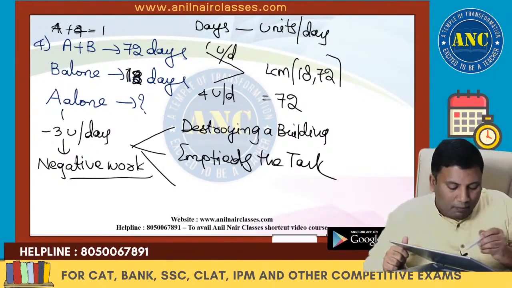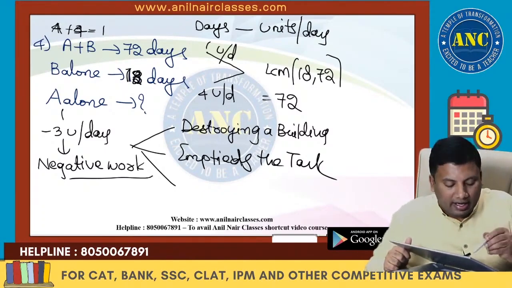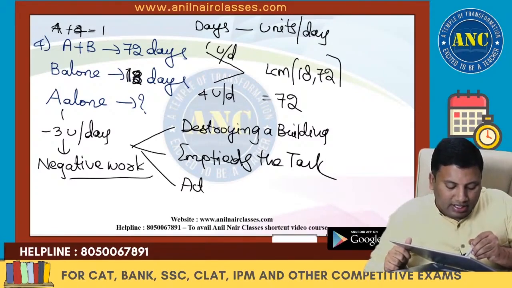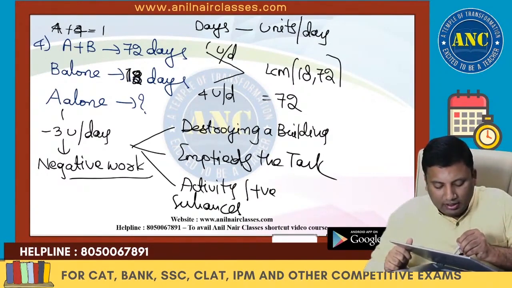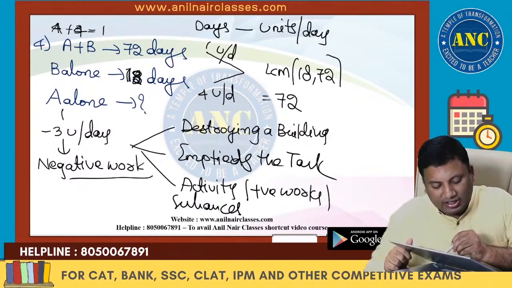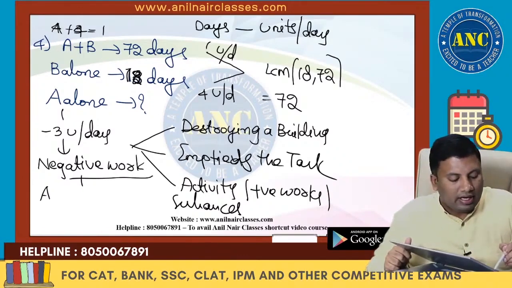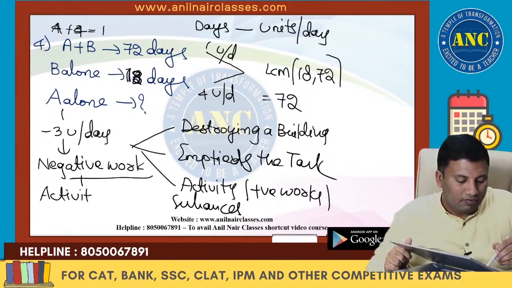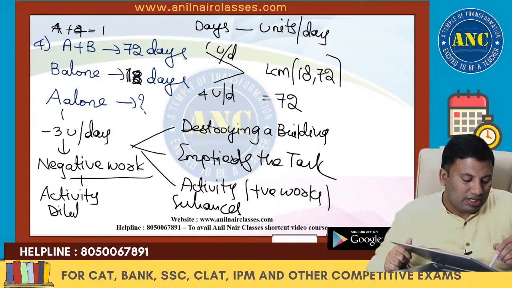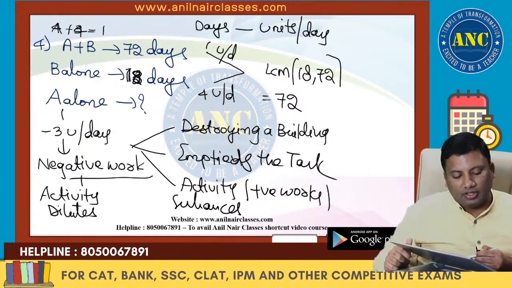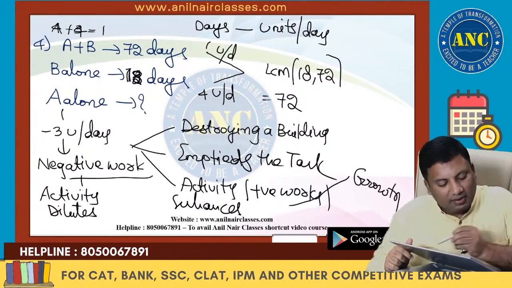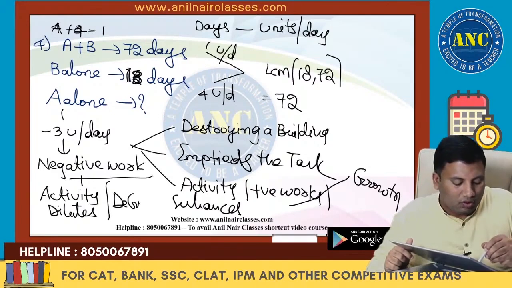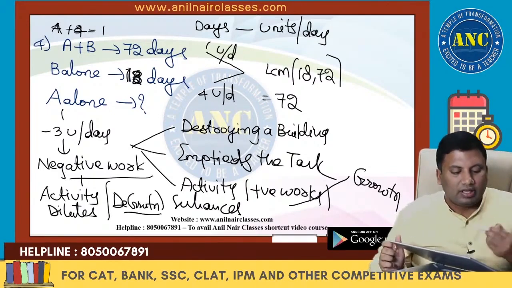Positive work is doing an activity which enhances. Negative work is doing an activity which dilutes. So this is nothing but a growth, and this is nothing but a degrowth. You are going down, this is a degrowth.